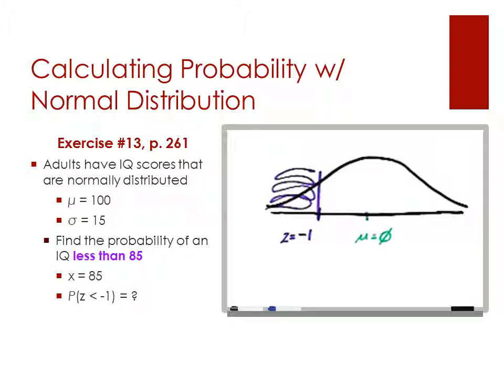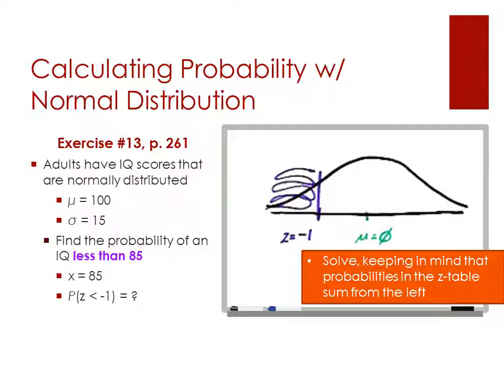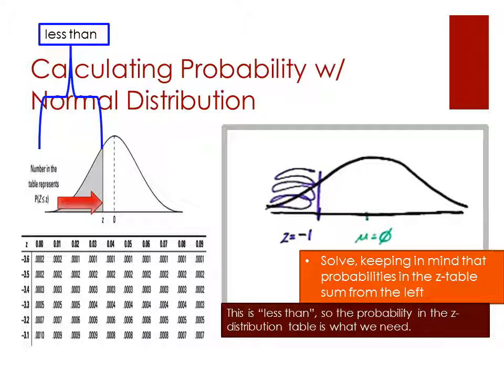Okay, so you should have shaded the area to the left. That's what we're solving for. Okay? So we've got a z of -1, and we're solving for the area to the left of it. Now, keep in mind, our next step is solving it, keeping in mind that the probabilities in the z table always sum from the left. So let's take a moment to review them, okay?